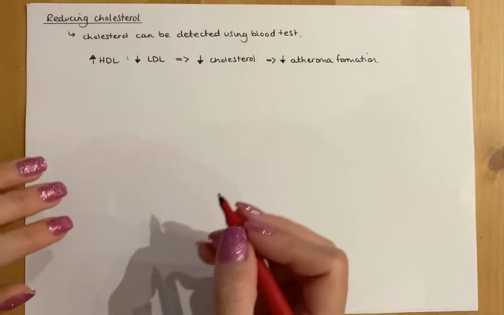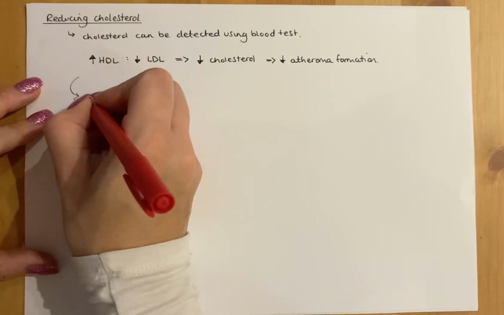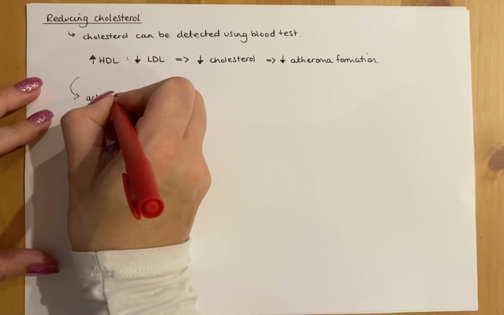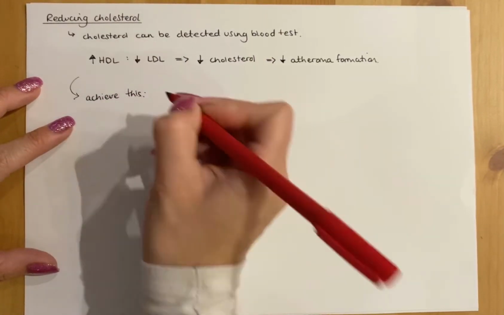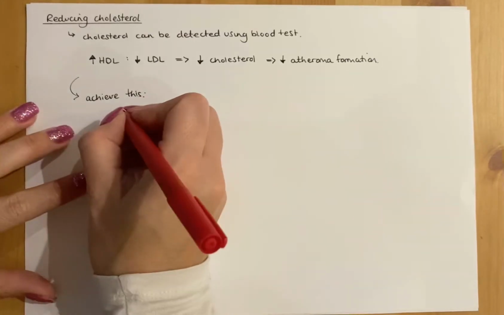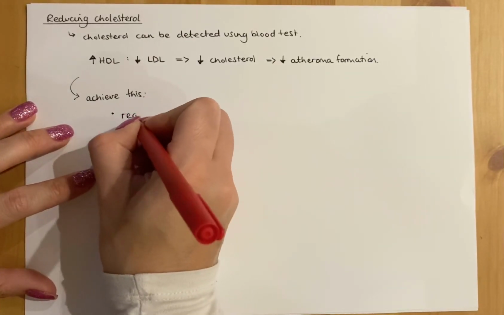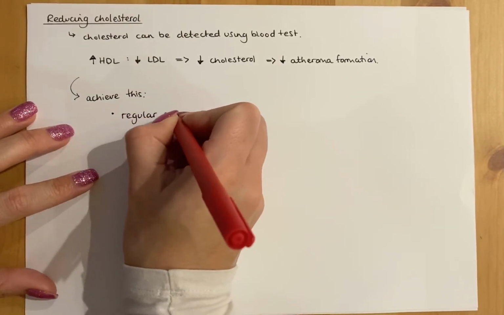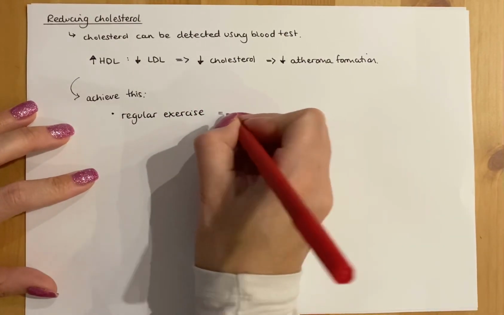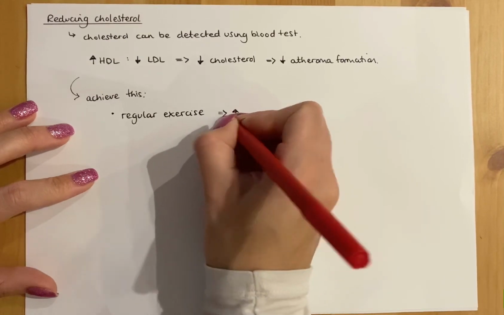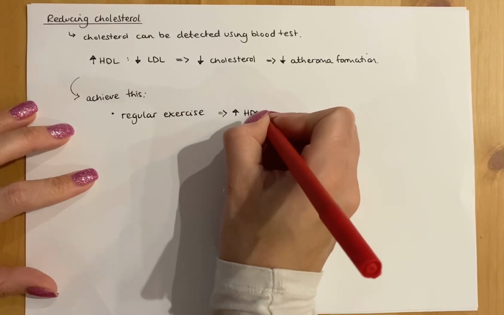Okay, so to achieve this and to try and increase your HDL, decrease your LDL and decrease your cholesterol in general, there's a few things that you can do. So regular exercise is good because generally it will then keep a person leaner, but regular exercise will also increase your levels of HDL in the blood.